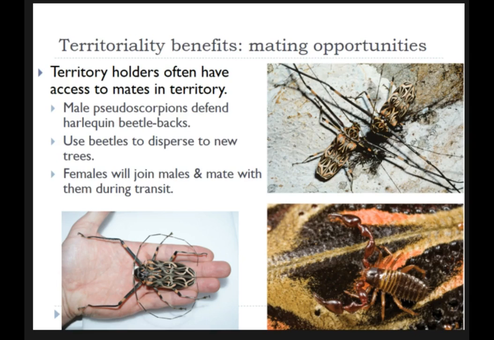So on trees, the territory is just basically too large to control, and there's not really any sort of effective payoff to doing so. So they're not territorial on trees. But on the backs of these beetles, the males are pretty territorial, because it allows increased mating opportunities for them. So again, there often are substantial benefits that are associated with territoriality. This is kind of the outcome from all of this.